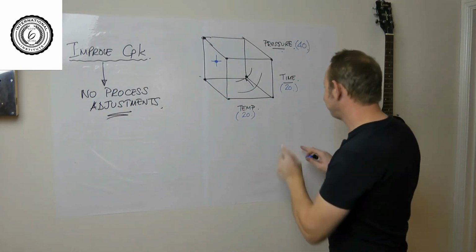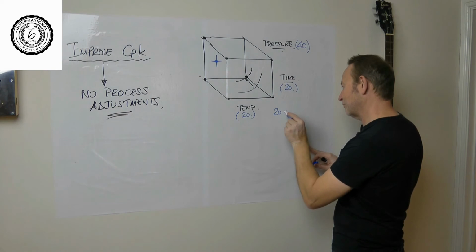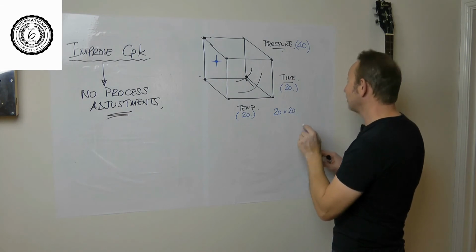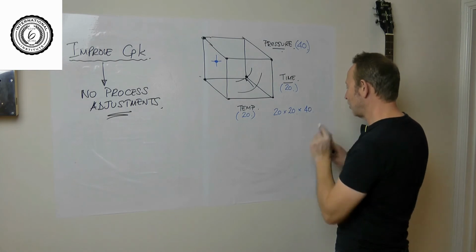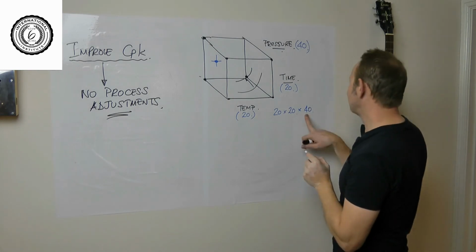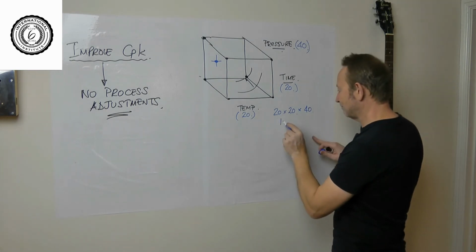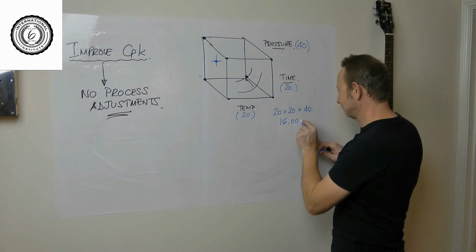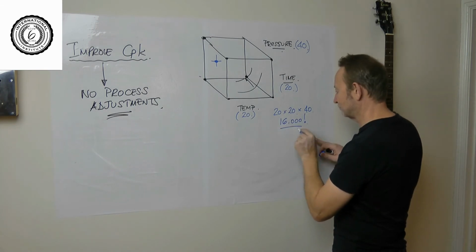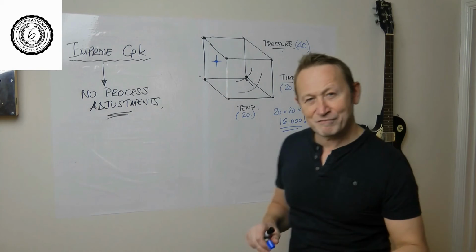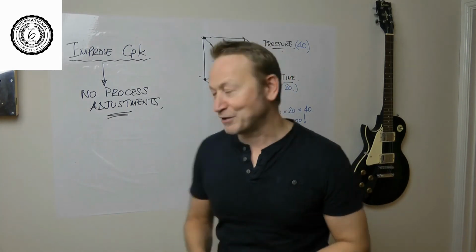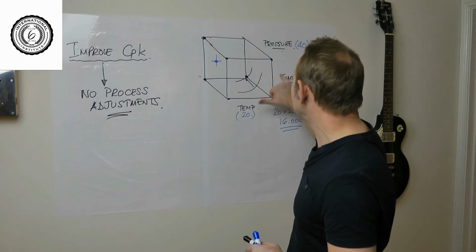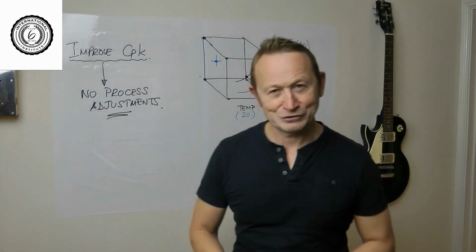Now, let's see how many combinations you've got. 20 times 20, which is 400, times 40. What's that? That's 16,000. They already have now 16,000 ways of setting up the machine just with 3 variables.